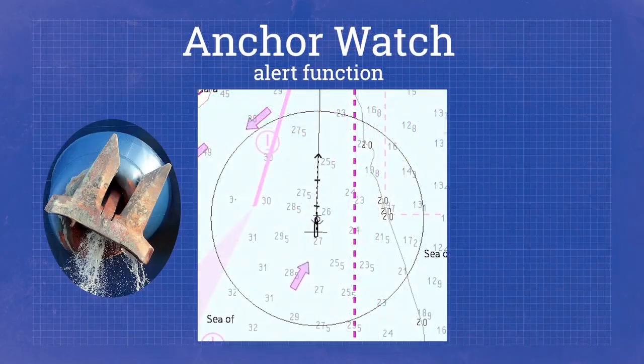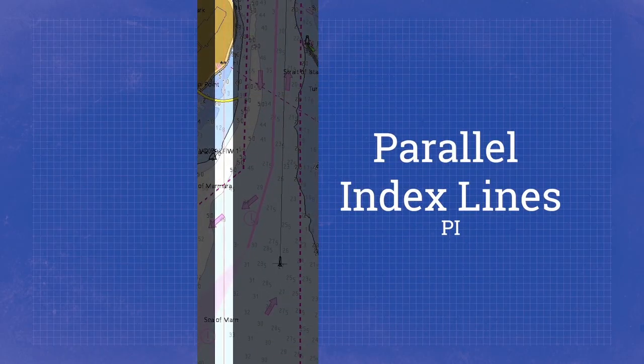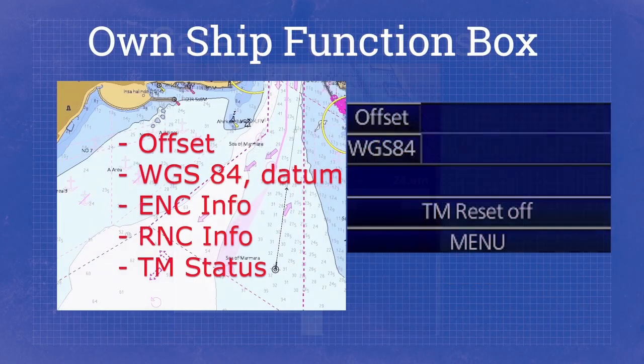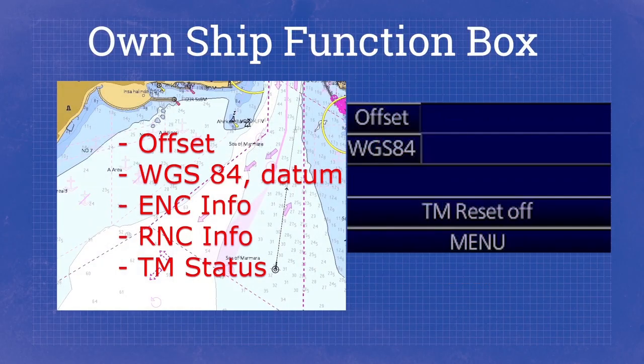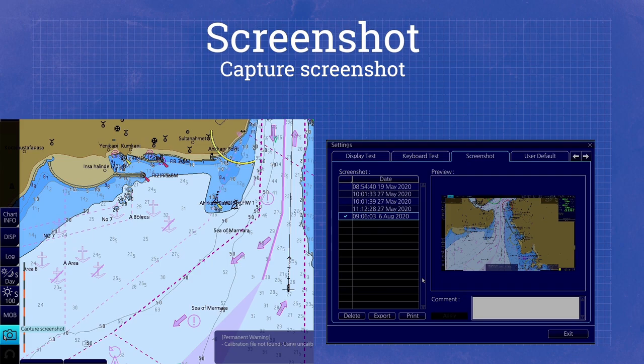We will describe the anchor watch and its usefulness. The use of the parallel index lines will be demonstrated. There will be a short walkthrough of the two important safety tools, UKC and Look Ahead. We will look at the On-Ship Functions box, the offset, the chart data, and the reset status. Finally, we will show two different ways to capture a screenshot of the ECDIS screen.